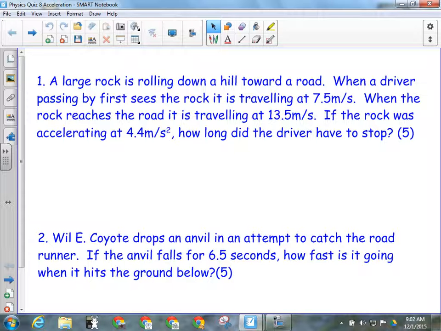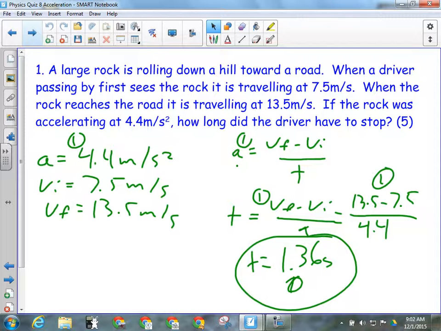Okay, when the rock reaches the road, it's traveling at 13.5. That's our final. Okay, it's accelerating at 4.4 meters per second squared. So that's A. How long does the driver have to stop? What are we looking for? Time.